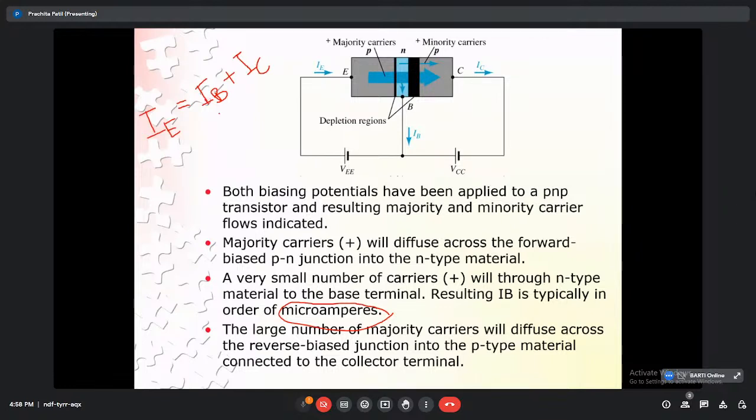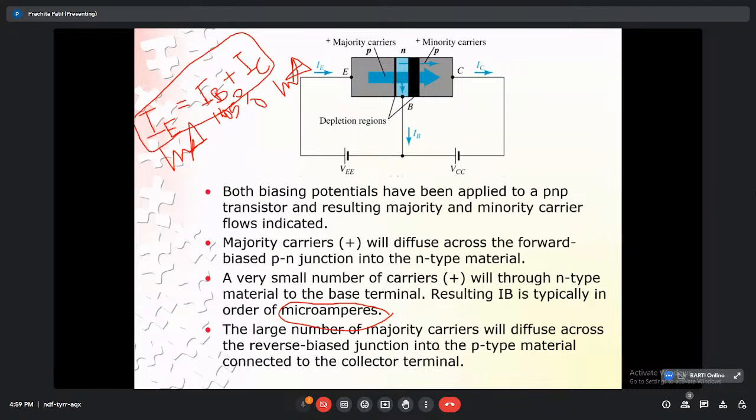What does it mean? Only 1 to 5% of the current will go to this IB, and that is why the current flowing through the base is in microamperes, and this one must be in milliamperes. This equation can be satisfied with that. So it's a very important equation of the transistor.